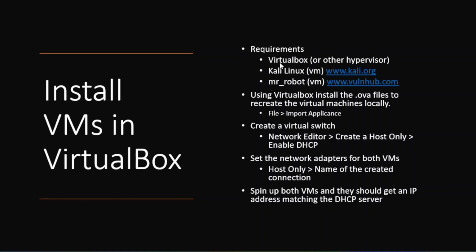First of all, we've downloaded the necessary files, so we're looking at the VirtualBox, and we've also downloaded two virtual machines, one being the Kali Linux and the other one being Mr. Robot. Once we've got the files downloaded, we've installed the VirtualBox and then imported Mr. Robot and the Kali Linux.